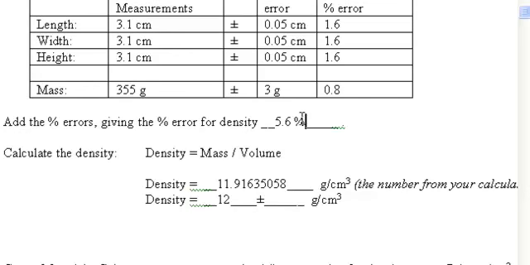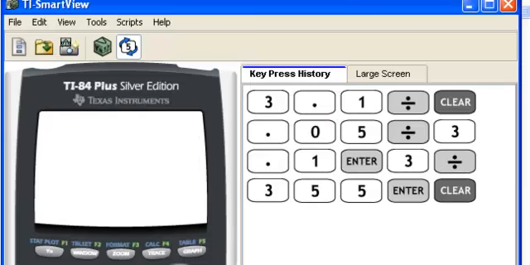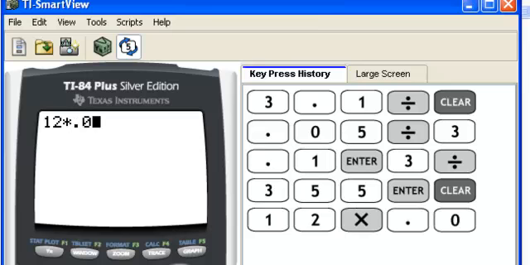The 5.6%, I have to now look at what kind of error I have back here. So I have to take 5.6% of 12. Again, I'm going to shift the decimal in order to actually calculate that. Okay, so here we go. 12 times 0.056.